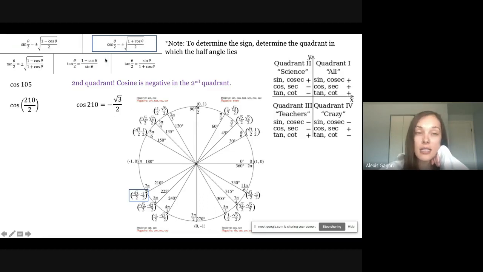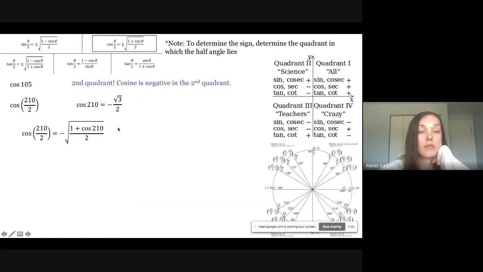And I need that. Notice all of these use cosine. Tangent uses sines and cosines, which makes sense, but all of these use cosine. So cosine is negative square root of 3 over 2. So then here, cosine of 210 over 2 is the same thing as negative square root, and it's negative because it was in the second quadrant, of 1 plus the cosine of theta, where theta is just 210 divided by 2.